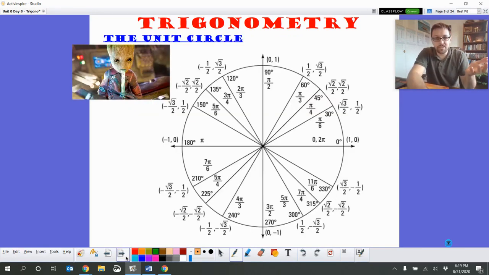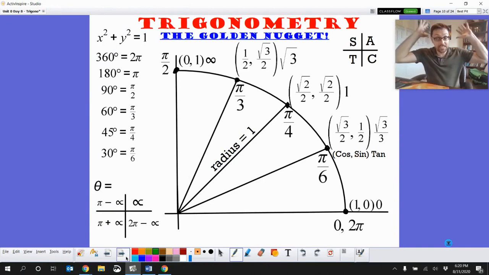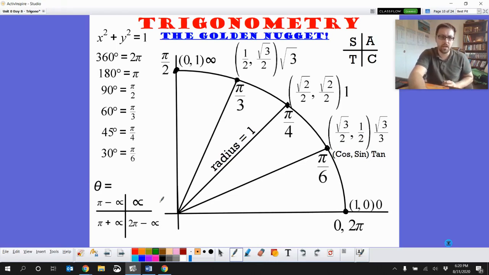There's this thing, the unit circle. I hate this thing. If you really wanted to use it as a reference, you could have it, but this should not live in your brain because it's just, for me, it's too much. What can live in my brain is the golden nugget. And look, I typed this one up so that it looks pretty for you. We've got cosine, we've got sine, we've got tangent. This is how you calculate the other quadrants.